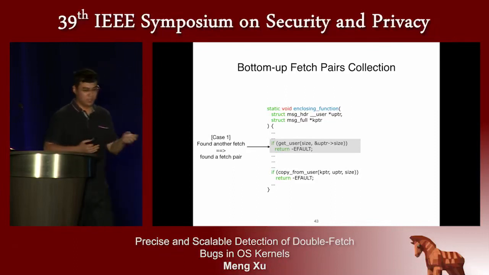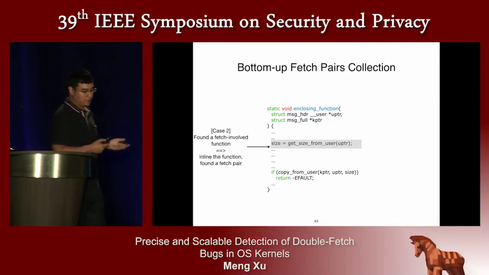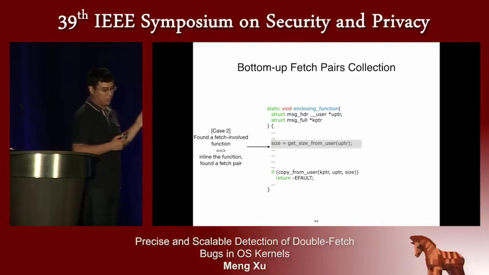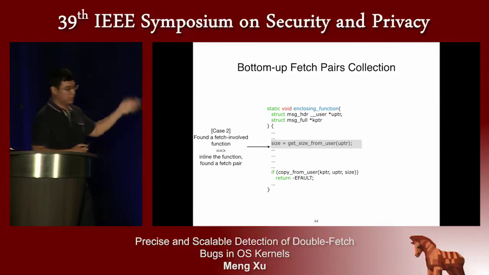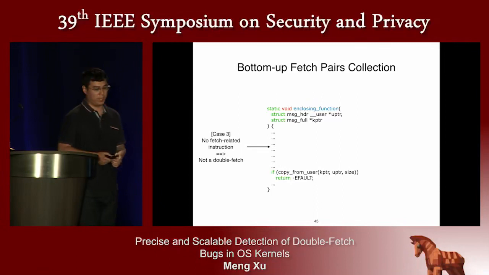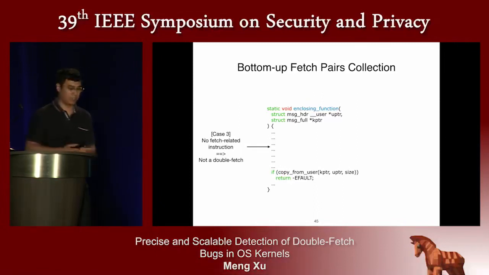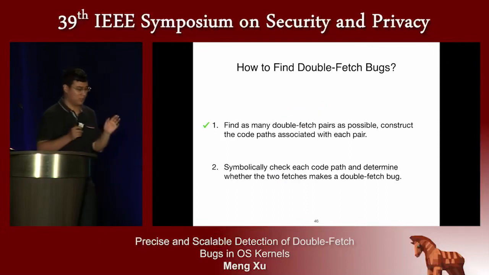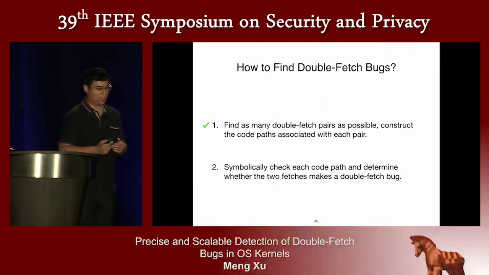Now you find a path, and then you can start to symbolically check whether it's a double fetch or not. In the second case, you find a fetch-involved function. Although this is not a copy_from_user function itself, somewhere inside the function there's a copy_from_user, so you can just inline the function there, and then you will find a fetch pair. In the third case, there are no other fetches, so this is a single fetch, so don't worry about this. So we finished the first part on how to collect the double fetch pairs.